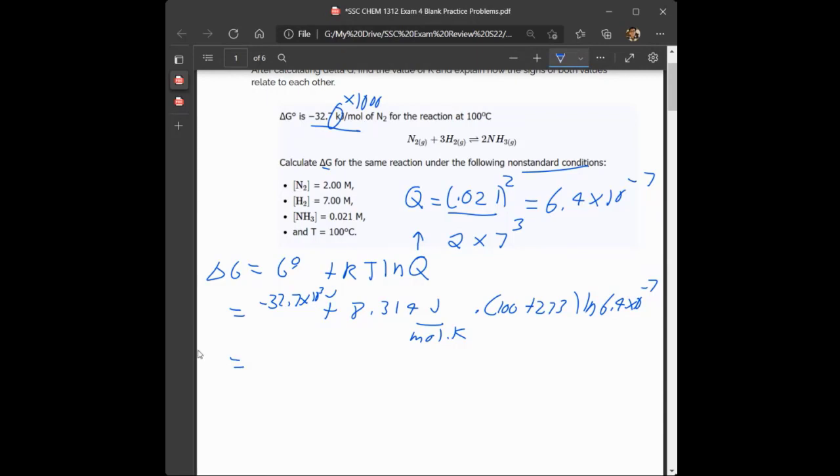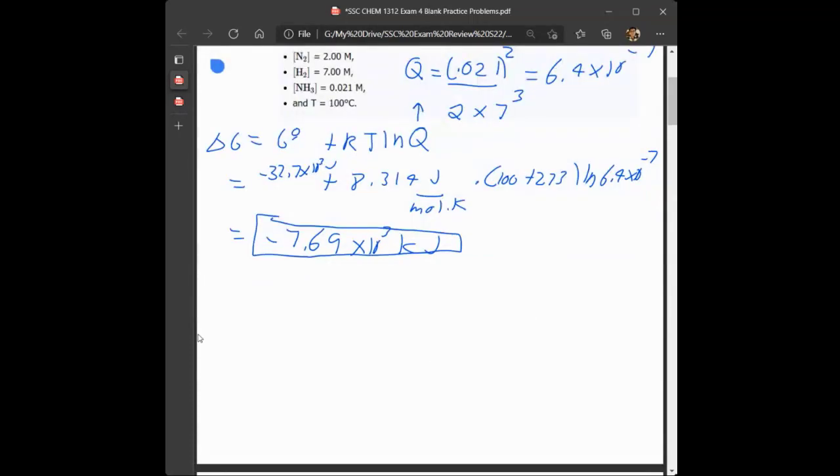Okay, so if we do that, this is the number that I got on my calculator. 3 kilojoules, and that's one part of the problem answered. Next, it asks us to find the K value. So we have a formula relating to that: delta G naught is equal to minus RT ln K.